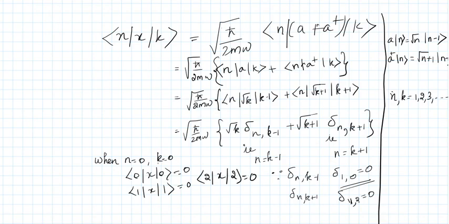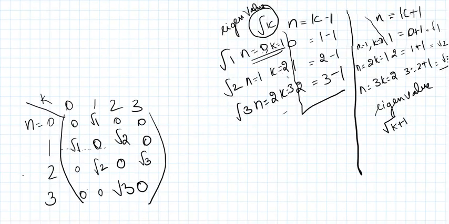So n equals k plus 1. If n is 1 and k equals 0, these two will be equal. The eigenvalue will be root of k plus 1, so root of k plus 1 will be root of 1. Similarly, for n equal to 2, k equal to 1, root of 2. N equal to 3, k equal to 2, root of 3.